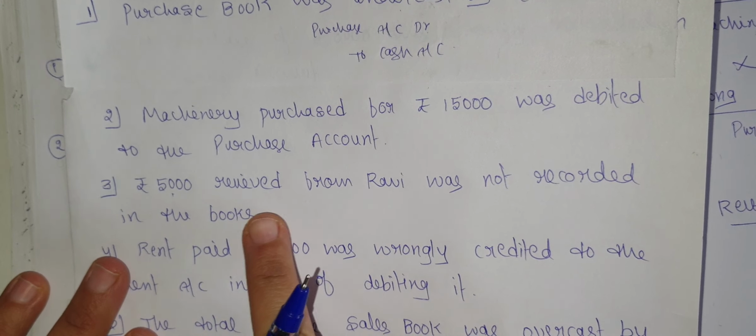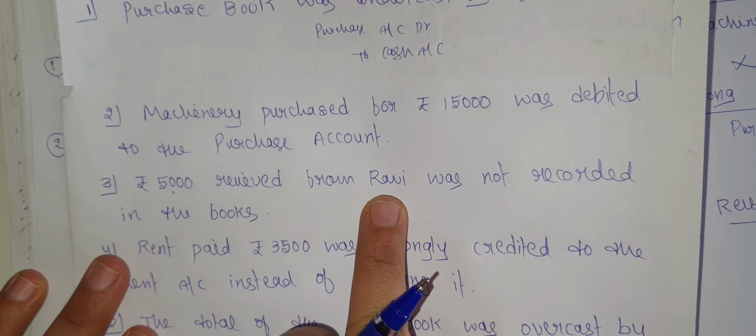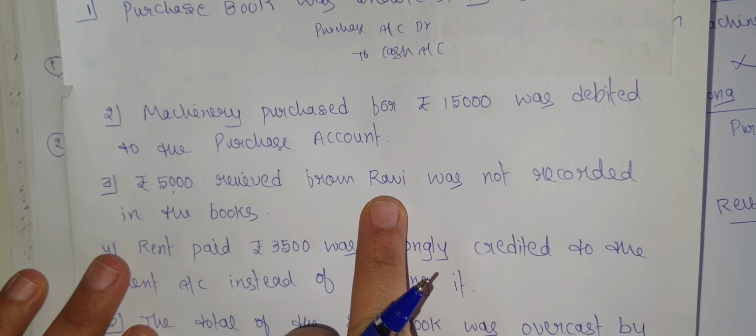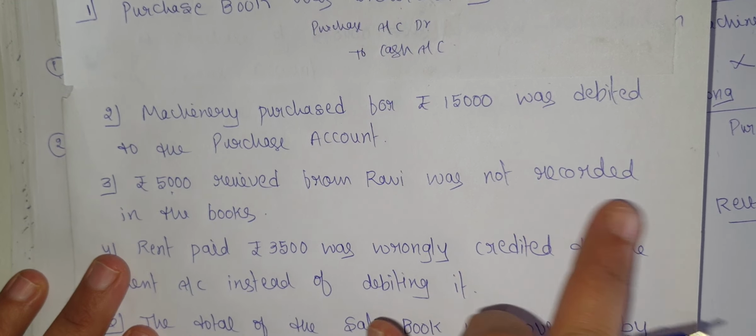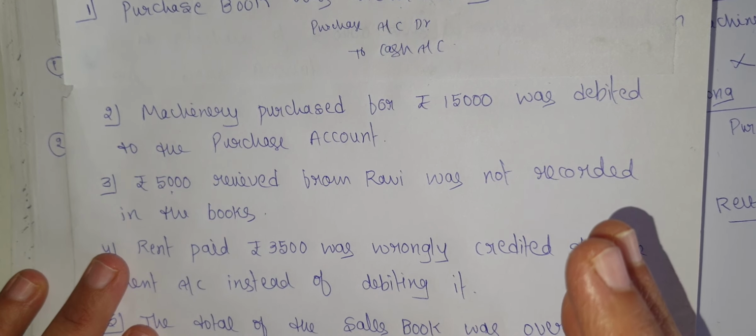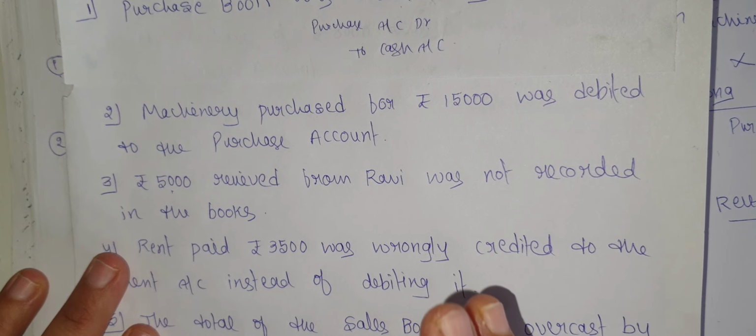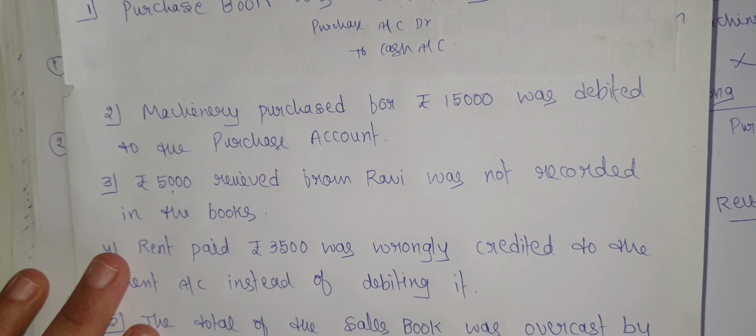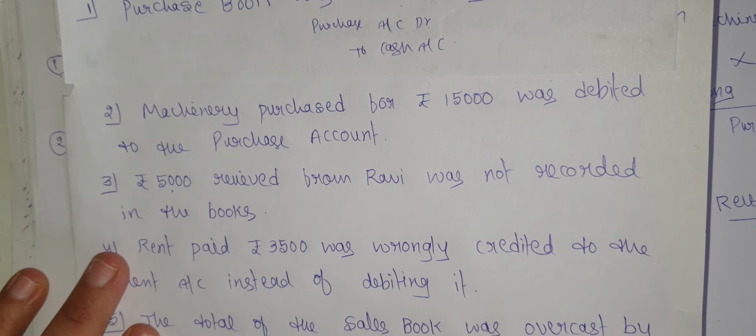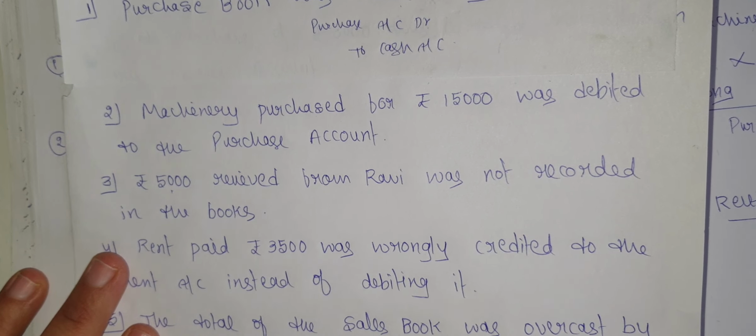Rupees 5,000 received from Ravi. From whom we have received the cash? From Ravi. It was not recorded in the books, which means they omitted it. They did not record it at all in the books. So in this case, what is the rectification entry here? We just need to pass the journal entry.